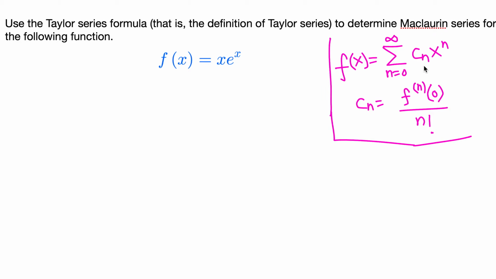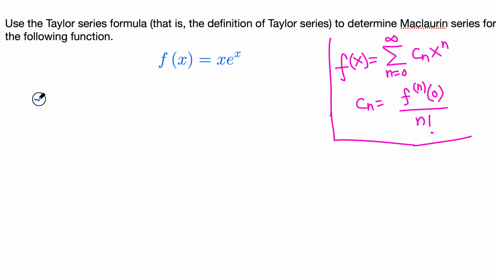All we need to determine is Cn, and Cn is given by this formula: the nth derivative of the function, evaluated at 0, divided by n factorial. So we will determine C0, C1, C2, C3, C4, and based on those we will find a pattern, and that will be our Cn. So let's do it. First we need C0 because n starts from 0.